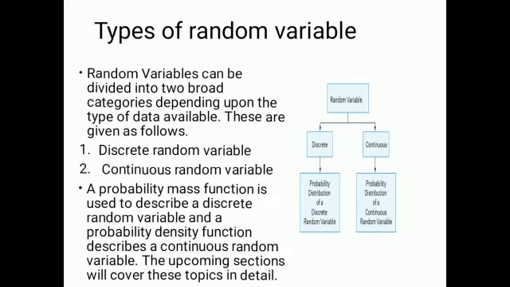Types of random variable. Random variables can be divided into two broad categories depending on the type of data available. These are given as follows. First one is a discrete random variable and second one is a continuous random variable. In general, we have these two types of data. A probability mass function is used to describe a discrete random variable and a probability density function describes a continuous random variable. The upcoming section will cover these topics in detail, and this chart shows the types of random variable.